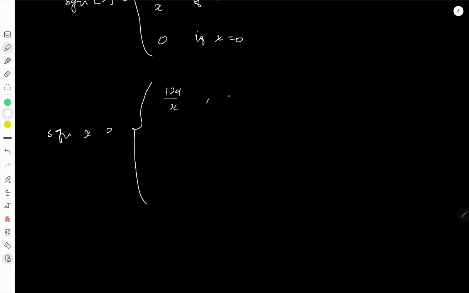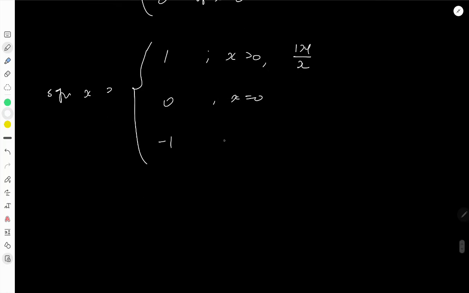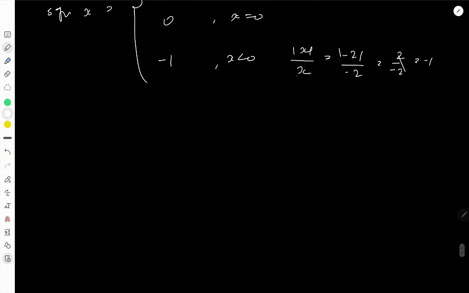Mod x by x when x is greater than 0. So I should write over here 1, as mod x would be positive and x would also be positive. 0 when x is equal to 0, and minus 1 when x is less than 0. That is, mod of x would be positive upon x, that would be negative. Let us take a number minus 2 upon minus 2, that would be 2 upon minus 2, that would be minus 1. So now let us see the graph.